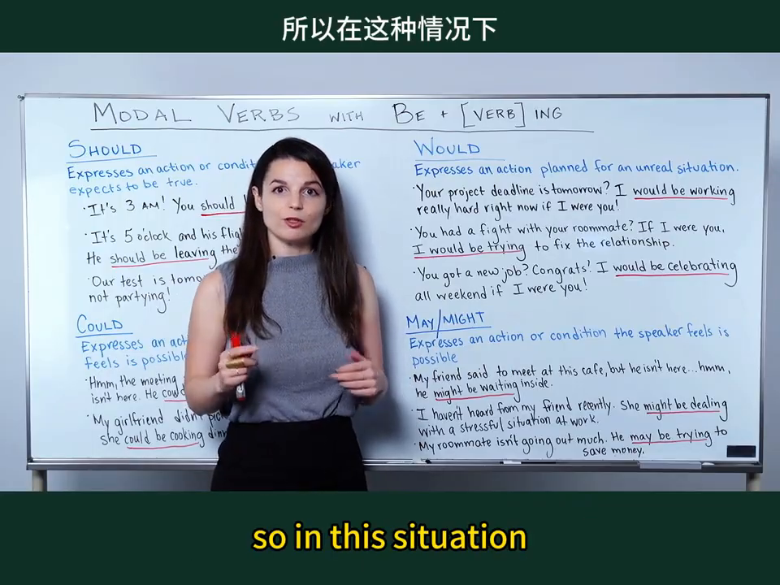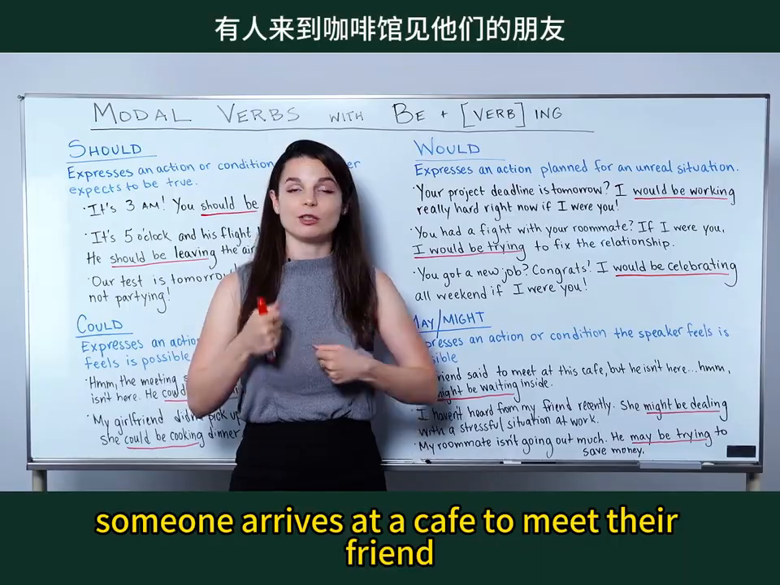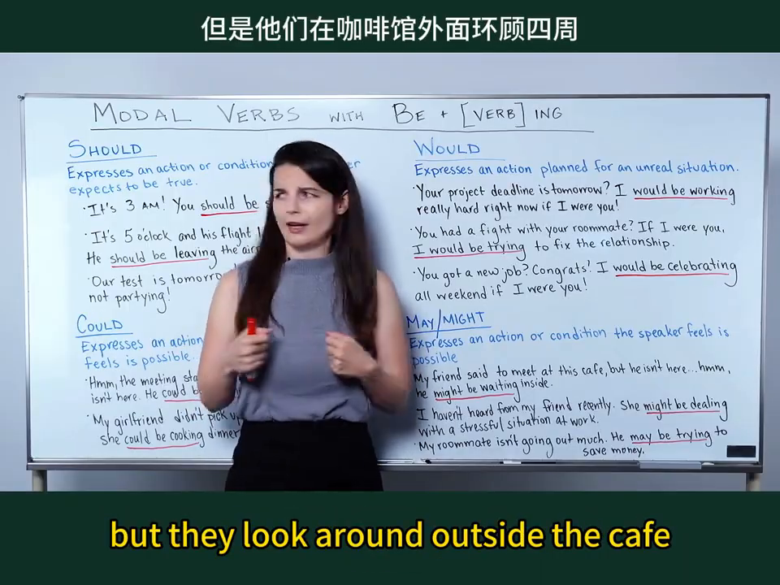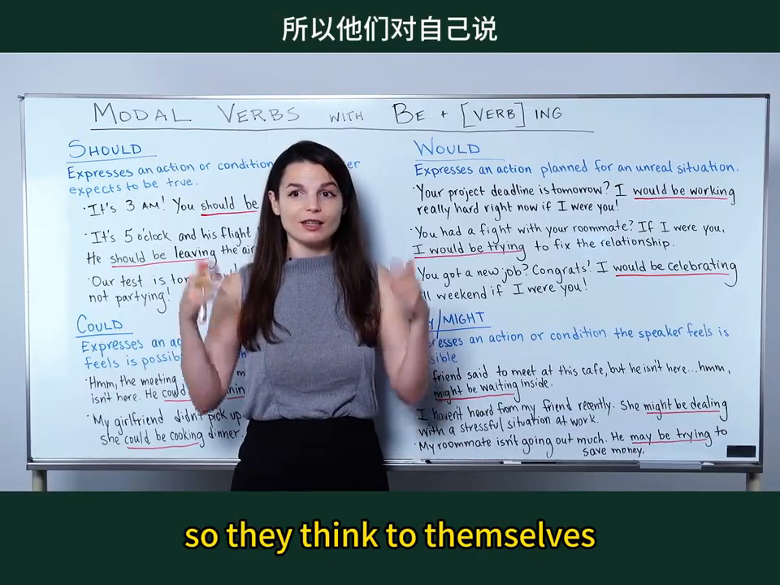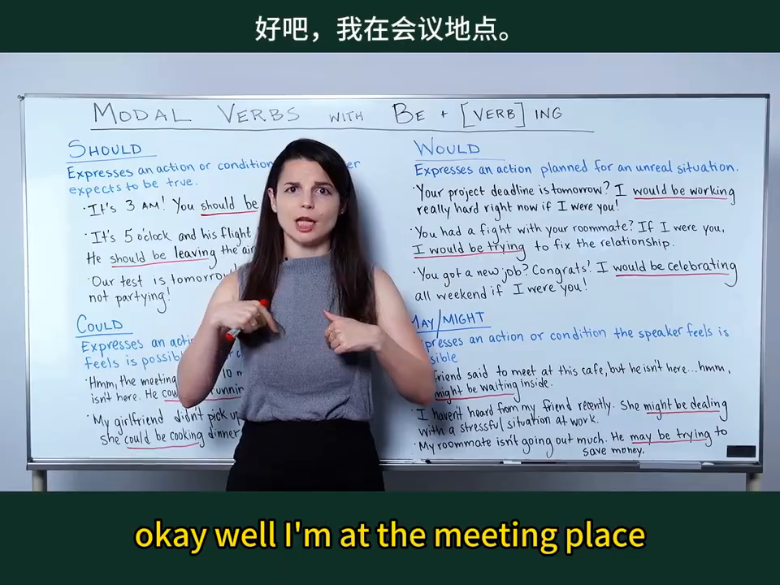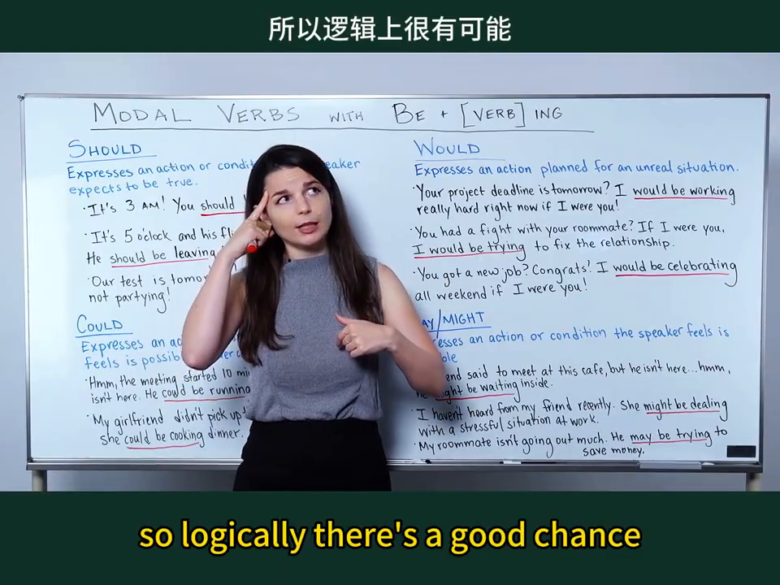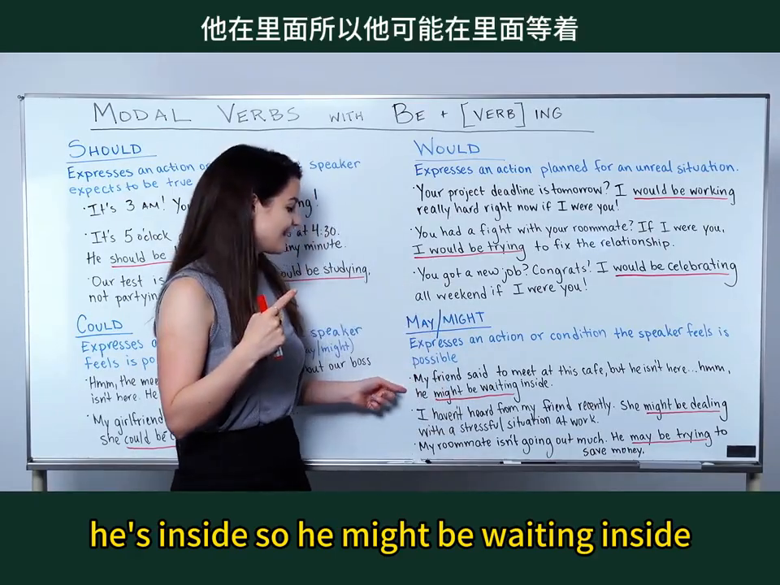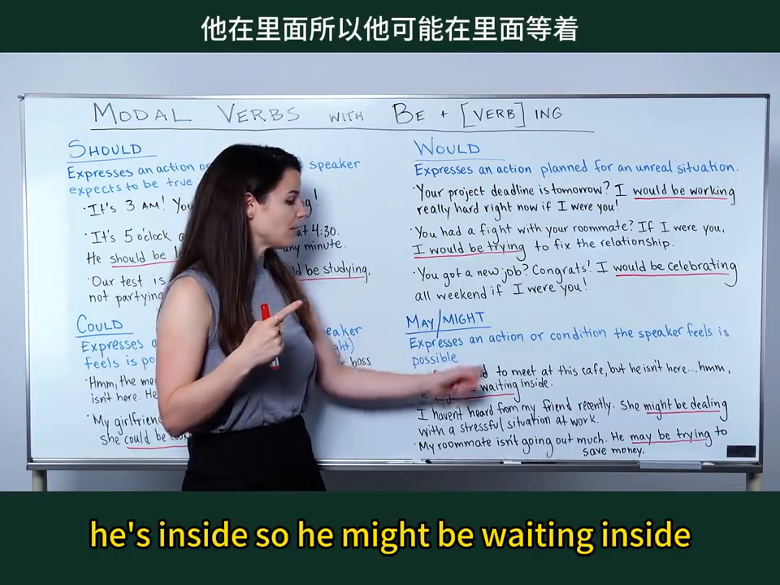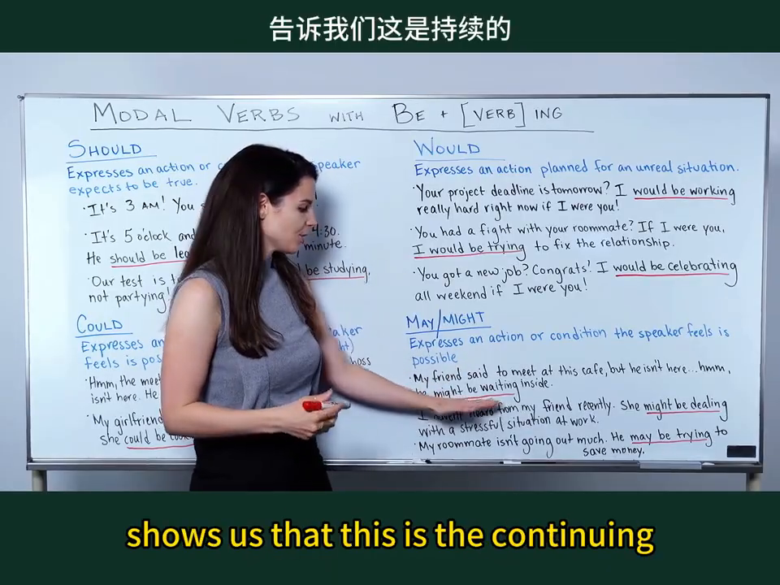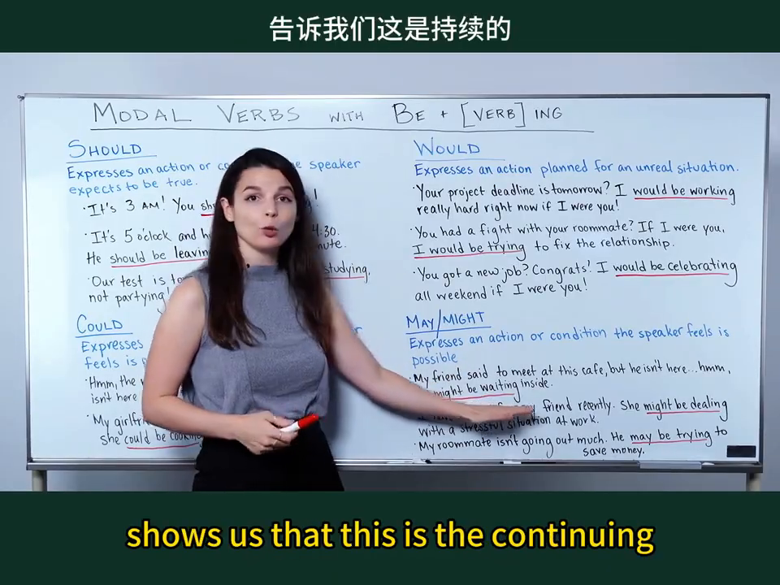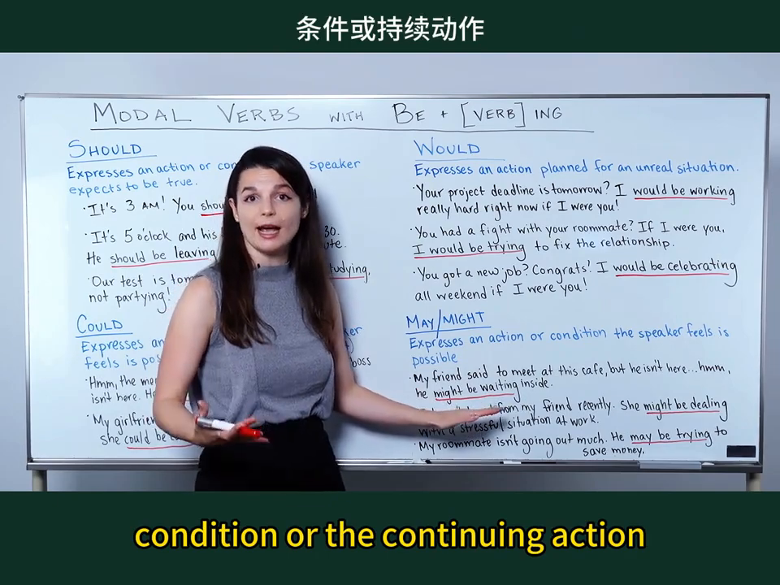So in this situation, someone arrives at a cafe to meet their friend, but they look around outside the cafe and they can't find their friend. So they think to themselves, okay, well, I'm at the meeting place, so logically, there's a good chance he's inside. So he might be waiting inside. He might be waiting inside shows us that this is the continuing condition or the continuing action.